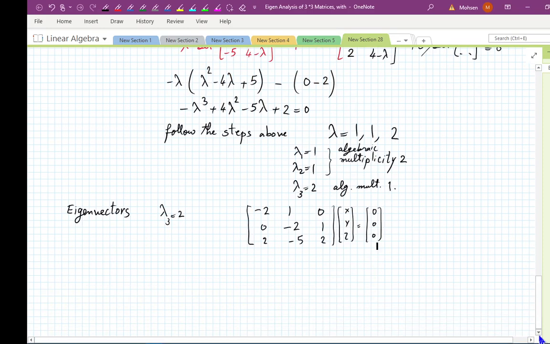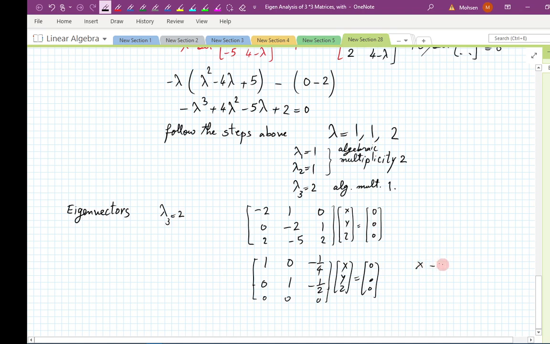So our problem now became the following. The first equation is 1, 0, minus a quarter, and the second equation is 0, 1, minus a half. Times x, y, z is equal to 0. And the last row was all zeros. So the first equation reads x minus a quarter of z is equal to 0. The second equation reads y minus a half of z is equal to 0. The last equation just reads 0 is equal to 0.